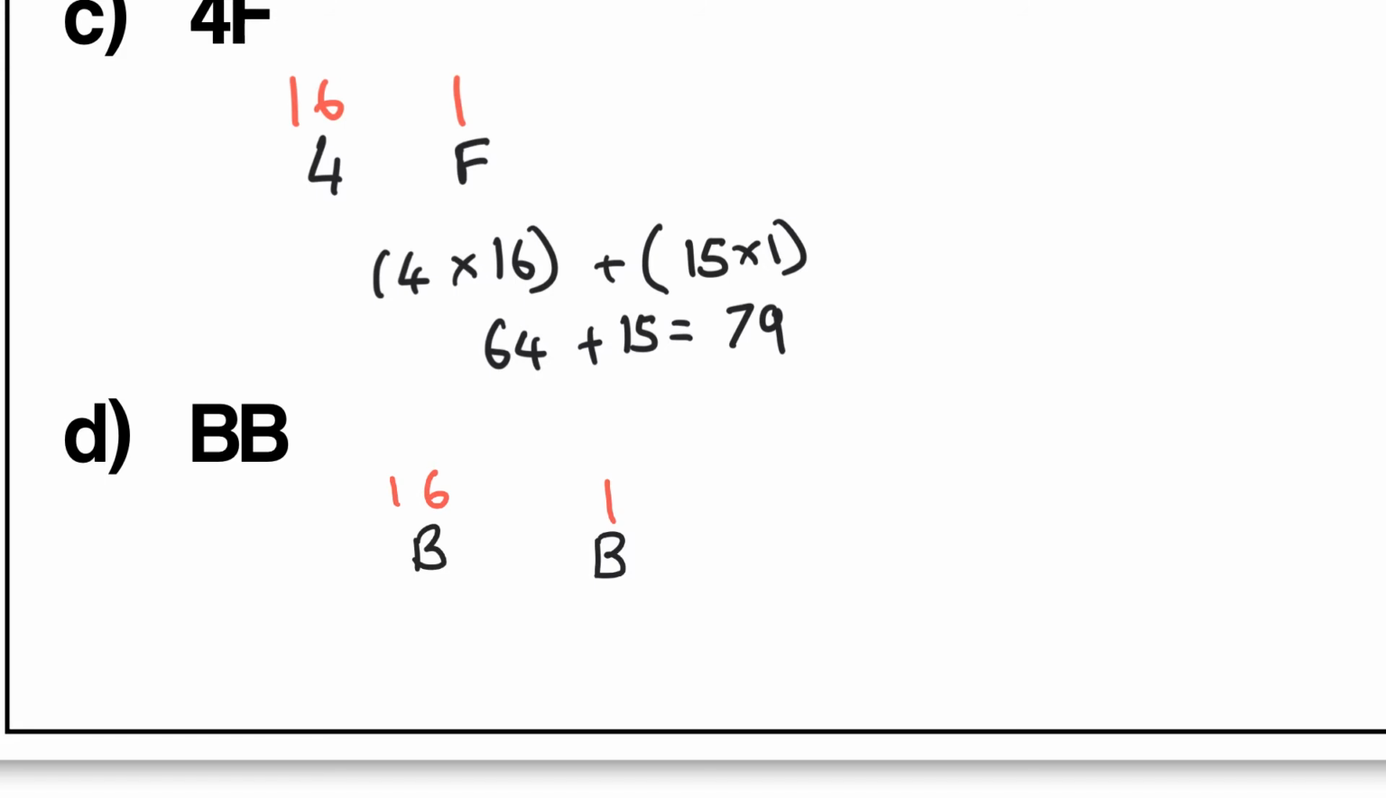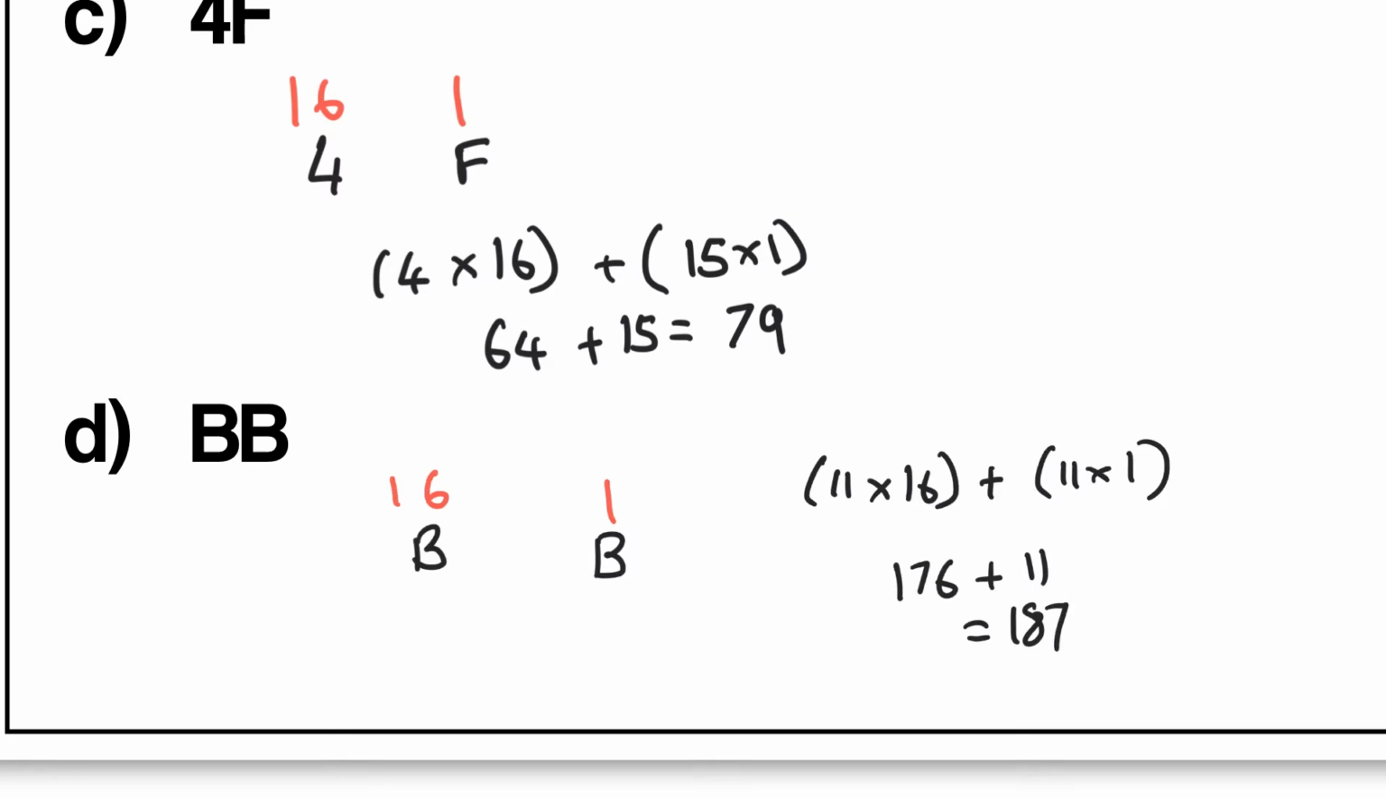So I'm going to write just the left here. 11 times 16, because there are 16 lots here, plus 11 times 1. 11 16s is 176, plus 11 is going to give me 187.